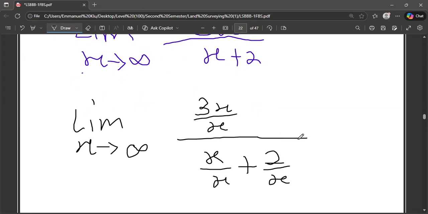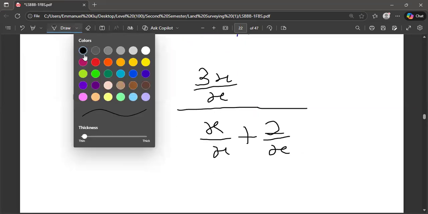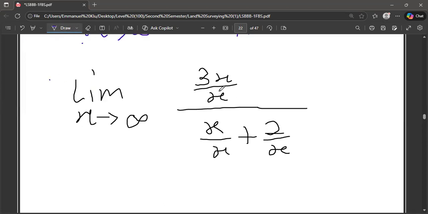From here, what are we going to do next? You see that x is going to cancel x. This x is going to cancel this x, and also this x is going to cancel this x. So x will go here 1 and go here 3 times. And this x will cancel this x. So you see what is happening over there?